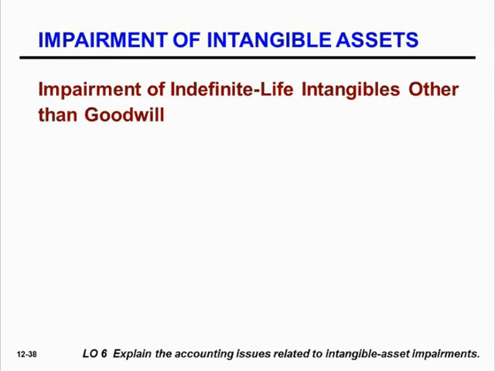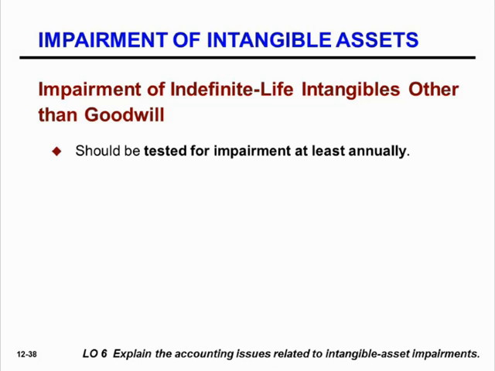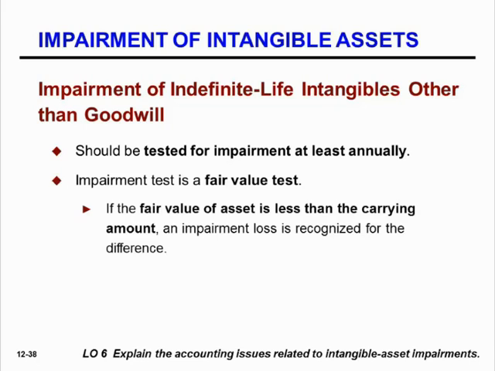Impairment of indefinite life intangibles other than goodwill. Companies should test indefinite life intangibles other than goodwill for impairment at least annually. The impairment test for an indefinite life asset other than goodwill is a fair value test. In this test, if the fair value is less than the carrying amount, the company recognizes an impairment loss for the difference. The recoverability test is not used.